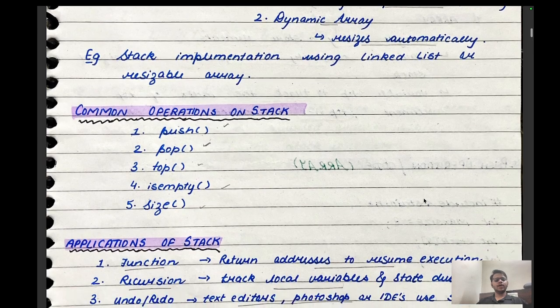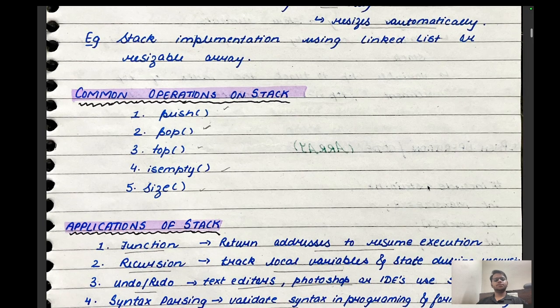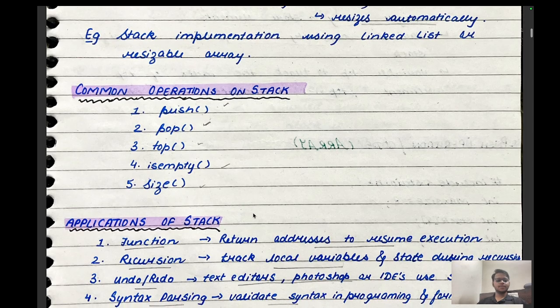So now we are going to learn about the common operations on a stack. The first operation is push, second is pop, third is top, fourth is empty, and fifth is size. You already know about size. The size gives you the exact number of elements in your stack. Now we learn about the other four operations one by one.